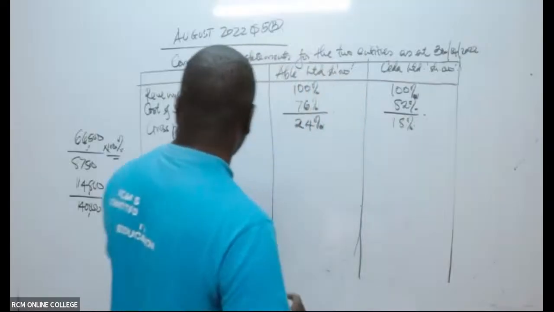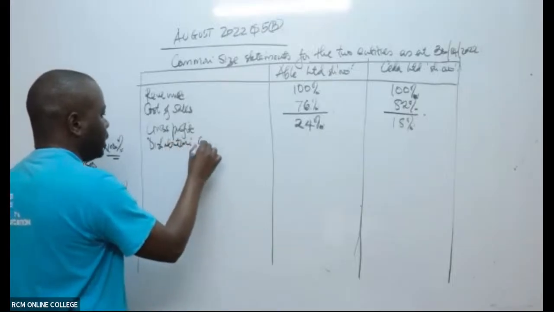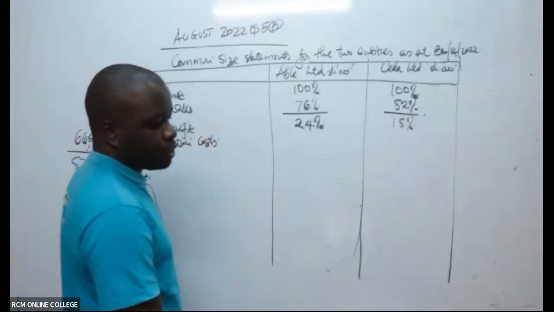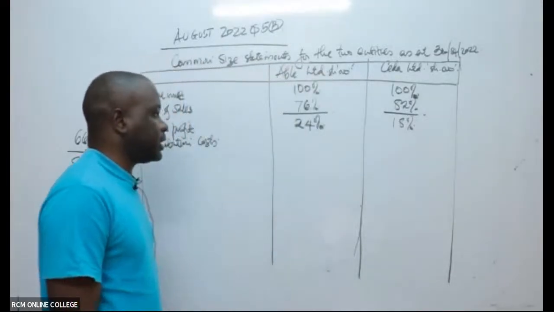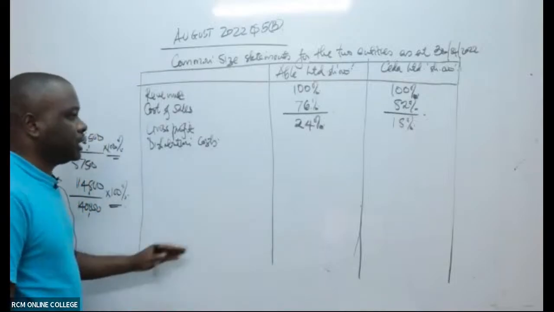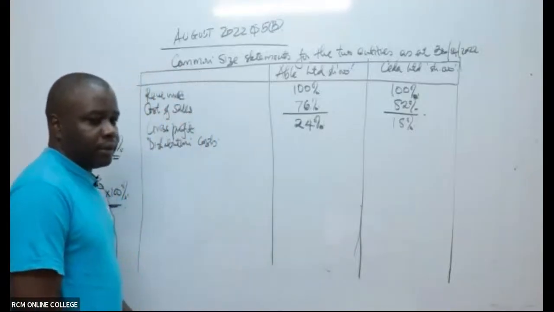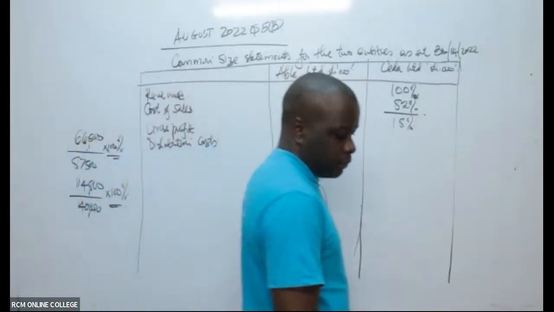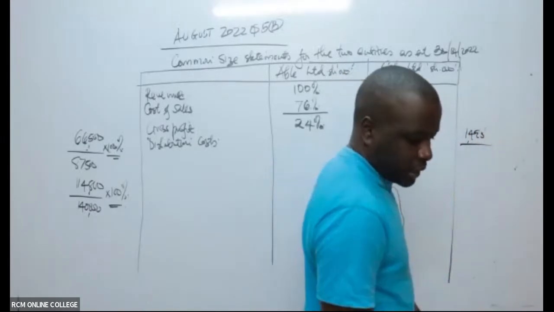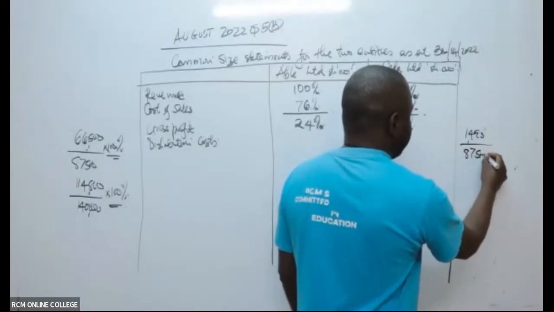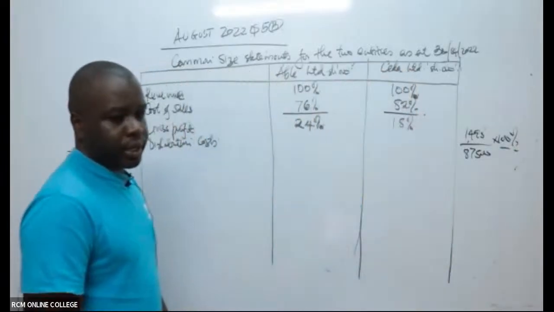If we compute now distribution costs, you take 1495 over 87,500 multiplied by 100. It is just the same procedure. So what are you getting as the percentage? You take 1495 over the total sales, which is 87,500, and you multiply by 100%.